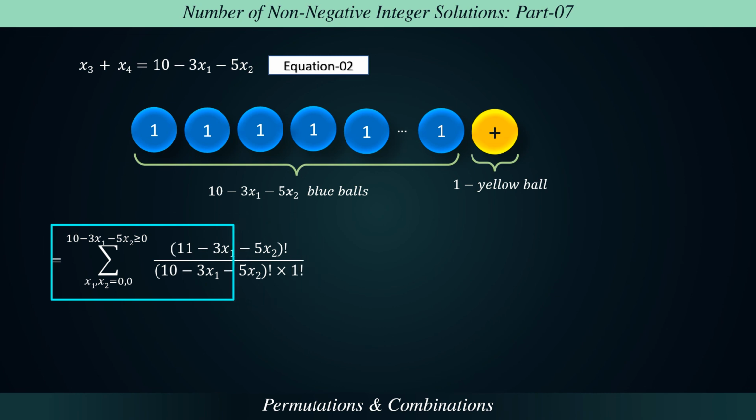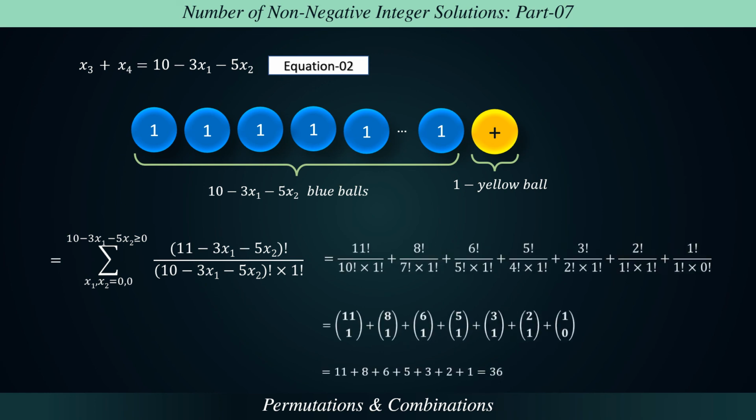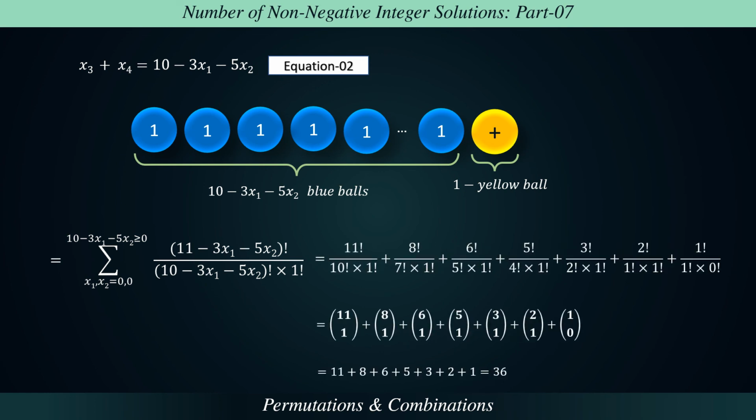Definitely, we will put a summation sign before it, where the lower limit of x1 and x2 is 0, and we will keep the upper limit of x1 and x2 such that 10 minus 3x1 minus 5x2 is greater than or equal to 0. Putting all 7 ordered pairs in the summation, we get the same result.